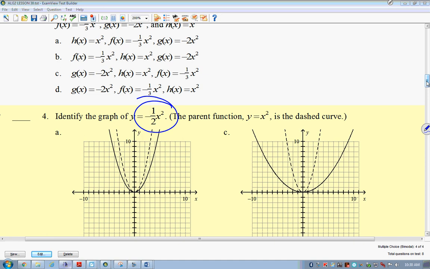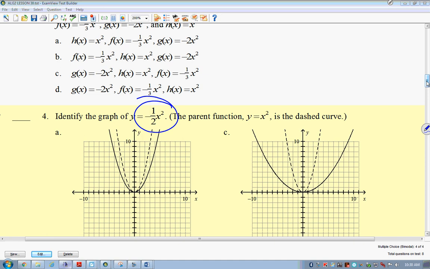Down because of the negative, correct? Okay. Let's see. Allison, is it going to be wide or narrow? Wide, because it's a fraction less than 1. Because if it's a fraction greater than 1, right, we can get those, right? It's still going to be narrow, okay?